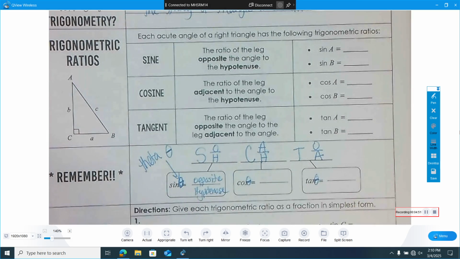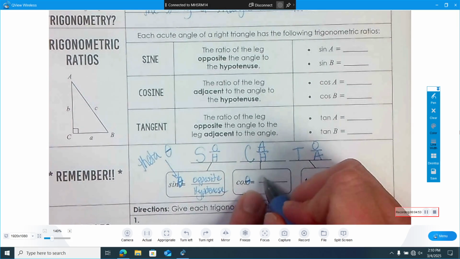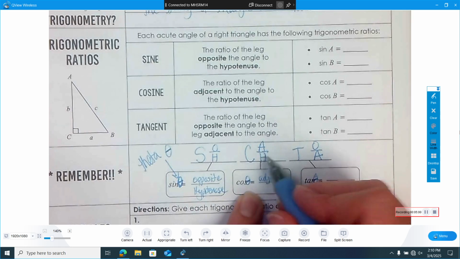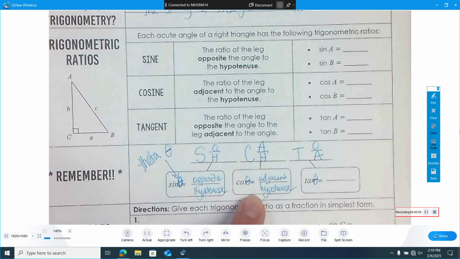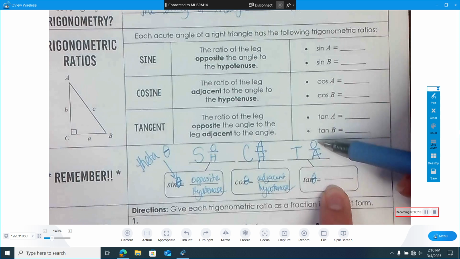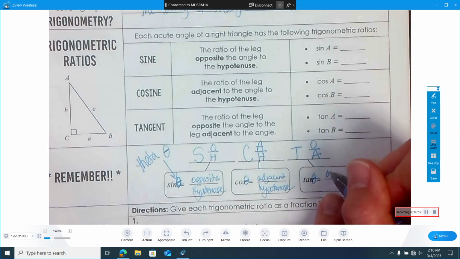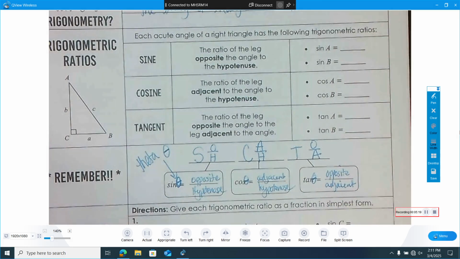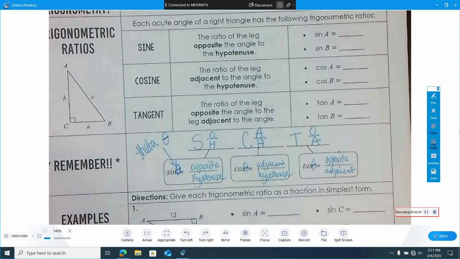And cosine of some angle is simply adjacent, A stands for adjacent, and H stands for hypotenuse. And then tangent of an angle is opposite over adjacent. That's right. Opposite over adjacent. All right, so SOHCAHTOA is how we remember that.